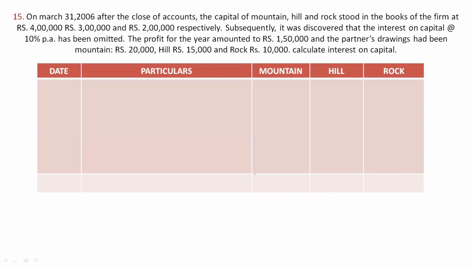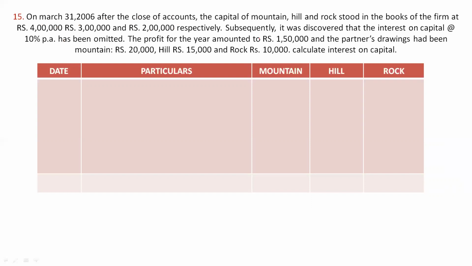Okay, so the problem here is: on March 31, 2006, after the close of accounts, the capital of Mountain, Hill and Rock stood in the books of the firm at rupees 4 lakh, rupees 3 lakh and rupees 2 lakh respectively. If you read this line carefully, they are telling that after the close of accounts, it means at the end of the year. So the capital which is given here is closing capital, the capital which is at the end of the year.